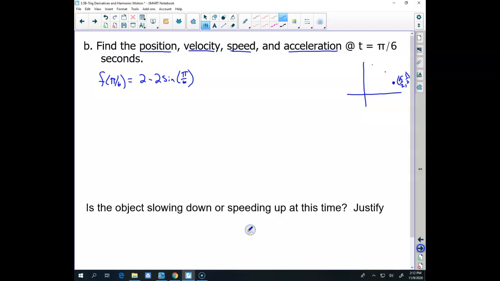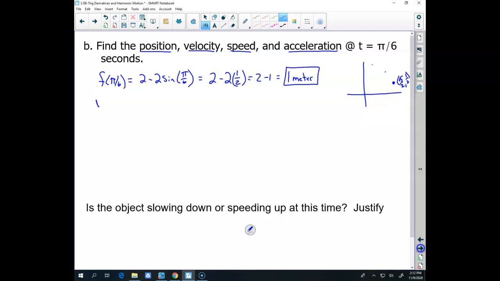So I'm assuming most of you are unit circle dependent, but you got to get off of that. It's 2 minus 2. Well, what is the sine of pi over 6? Oh, it's a half times a half. Well, that's 2 minus 1. Oh, the position at pi over 6 is 1 meter from the ceiling.